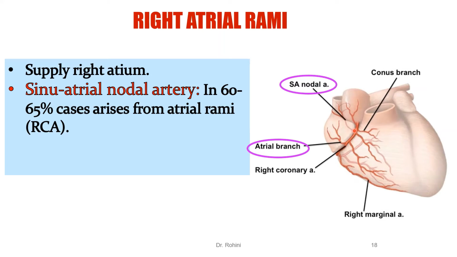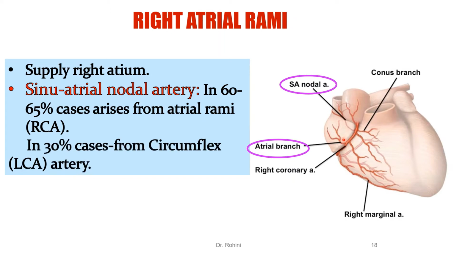The SA nodal artery, or sinoatrial nodal artery, in 60 to 65% of cases is a branch from the right coronary artery. In 30 to 35% of cases, it may arise from the circumflex artery, which is a branch of the left coronary artery. So the SA node in the majority of cases will be supplied by the right coronary artery through the atrial rami.